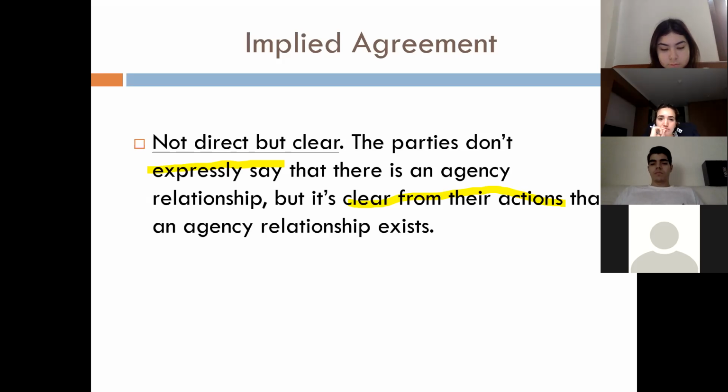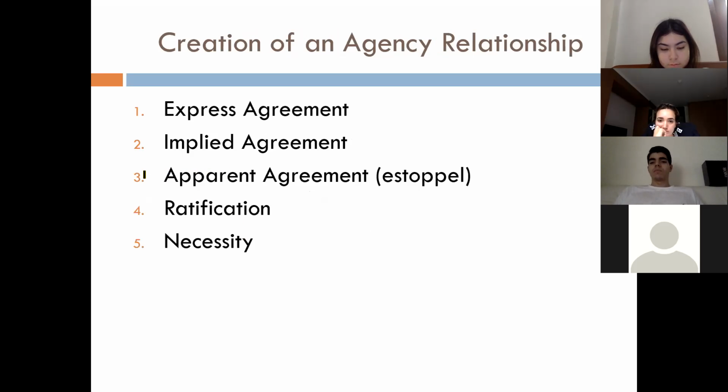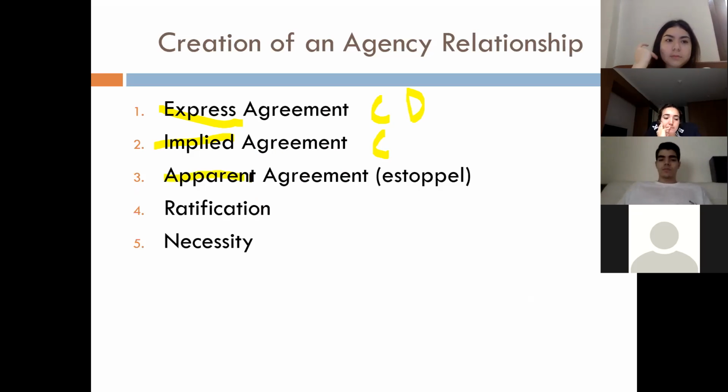Okay, so those are the first 2, express and implied. Both of these are clear, except express is also direct. Express is direct and clear. Implied is clear, but not direct. Third is apparent agreement. An apparent agreement is kind of interesting. That is not clear and it's not direct. In an apparent agreement, it is apparent that you are my agent, but actually you're not.